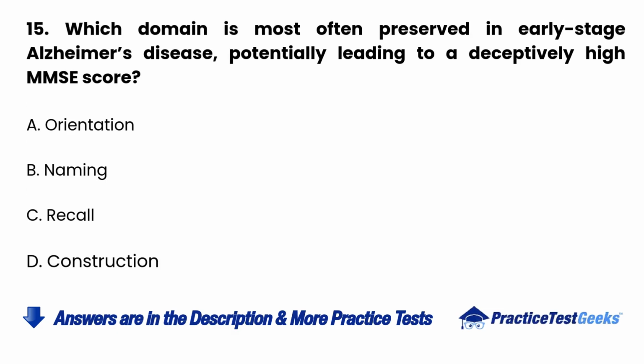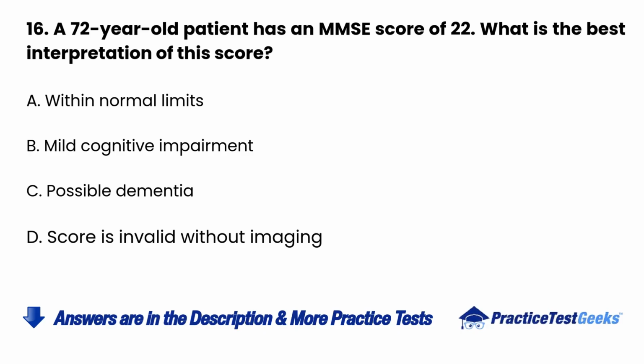15. Which domain is most often preserved in early-stage Alzheimer's disease, potentially leading to a deceptively high MMSE score? A. Orientation. B. Naming. C. Recall. D. Construction. 16. A 72-year-old patient has an MMSE score of 22. What is the best interpretation of this score? A. Within normal limits. B. Mild cognitive impairment. C. Possible dementia. D. Score is invalid without imaging.